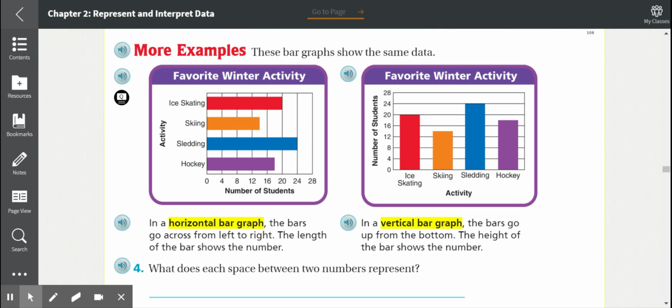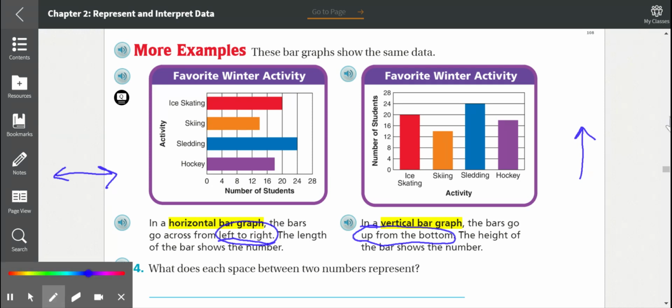Okay, here are some more examples of bar graphs. This is a horizontal bar graph. In a horizontal bar graph, the bars go from left to right. Here's a vertical bar graph, and the bars go up from the bottom. So horizontal, they go left, right. Vertical, they go up. So these 2 bar graphs are showing the same exact data. What's different about them is if it's a vertical or a horizontal.